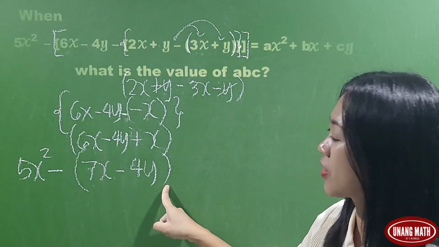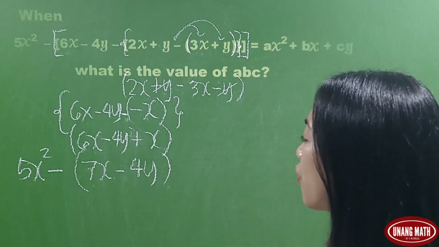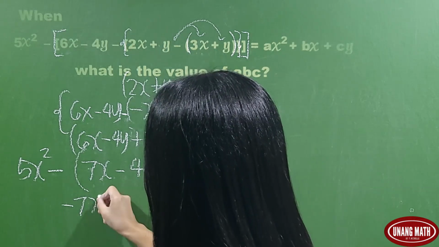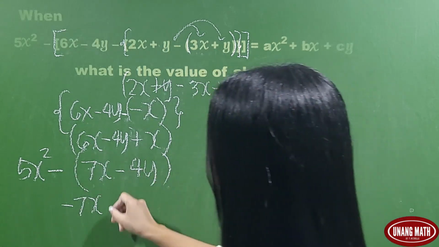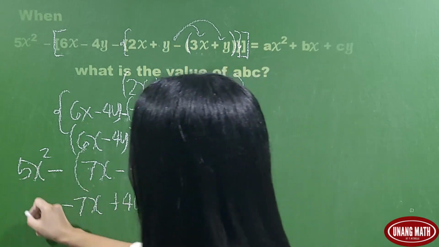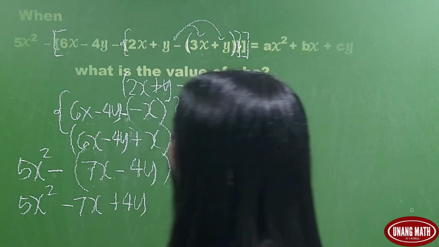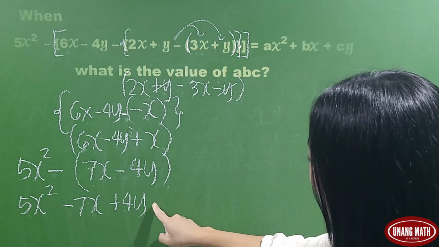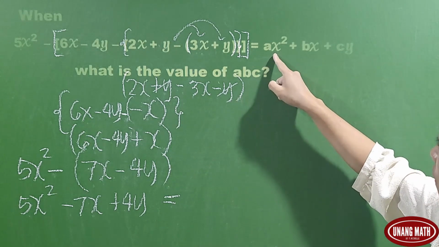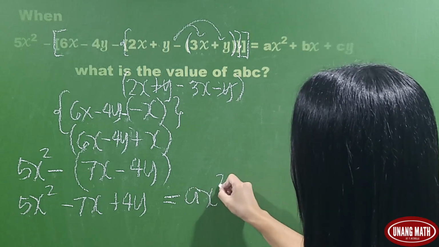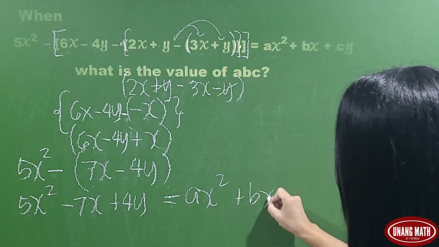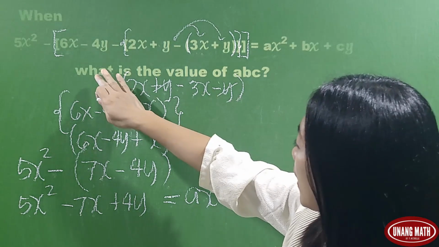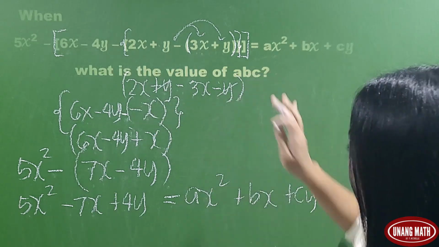Okay, minus this expression inside the parenthesis 7x minus 4y. Okay, this is negative times 7x, so this is negative 7x. And negative times negative 4y is positive 4y. So we now have 5x squared minus 7x plus 4y. And take note, this is equal to ax squared plus bx plus cy. Okay, the question is, what is the value of a times b times c?